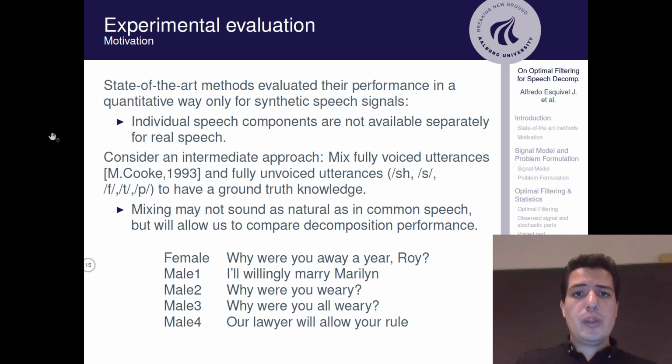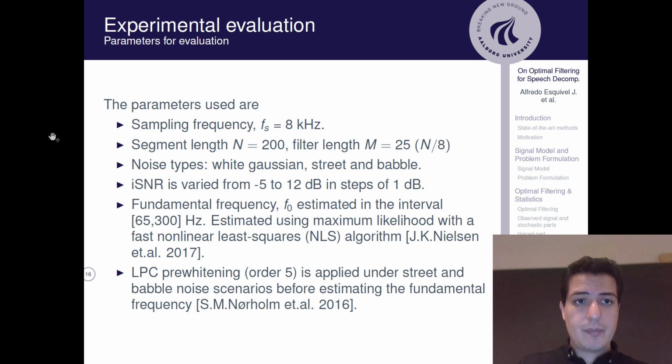Okay, so we know that state-of-the-art methods evaluated their performance in a quantitative way only for synthetic speech signals, since the argument is that the individual speech components are not available separately for real speech. So in this paper, we consider an intermediate approach in which we mix fully voiced utterances, 1 female and 4 male, from a Cooke database, and fully unvoiced utterances, which are these 4 or 5 phonemes, to have ground truth knowledge. The mixing of both may not sound as natural as common speech, but it will allow us to compare the decomposition performance.